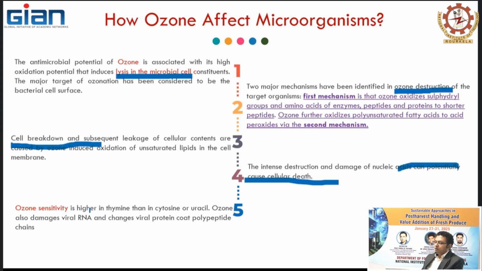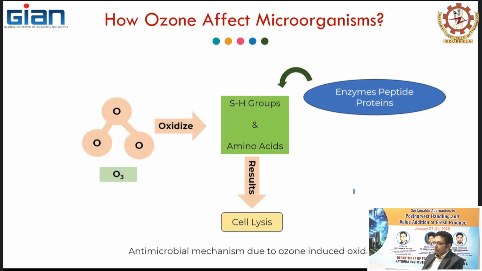Even for viruses, the ozone sensitivity is quite high, and there is a chance of changes in the viral protein code during the process. So the process we see here, particularly on the microbes' side, we can say has two steps. First is the SH group and amino acid, and secondly the peptide proteins, linking with cell death.